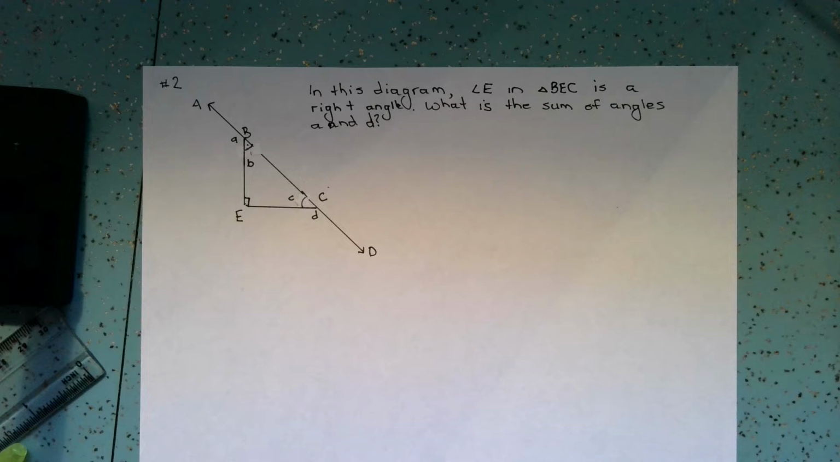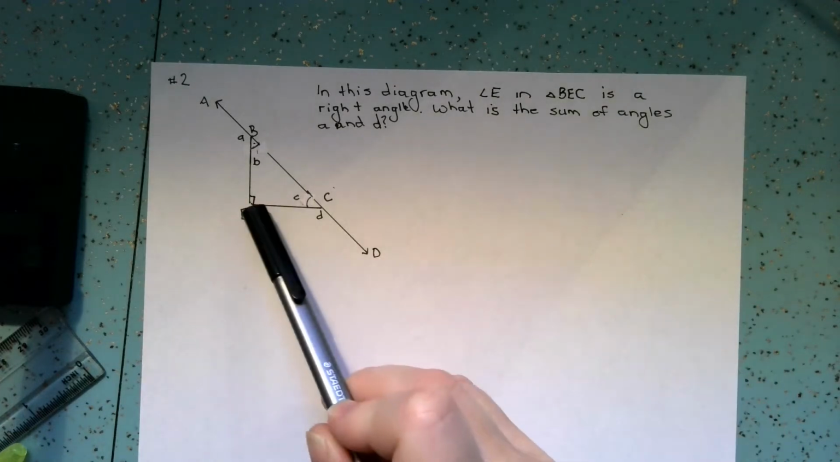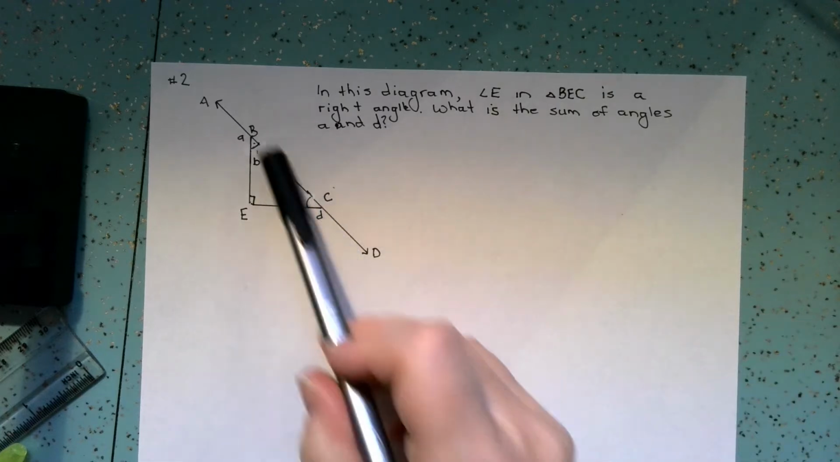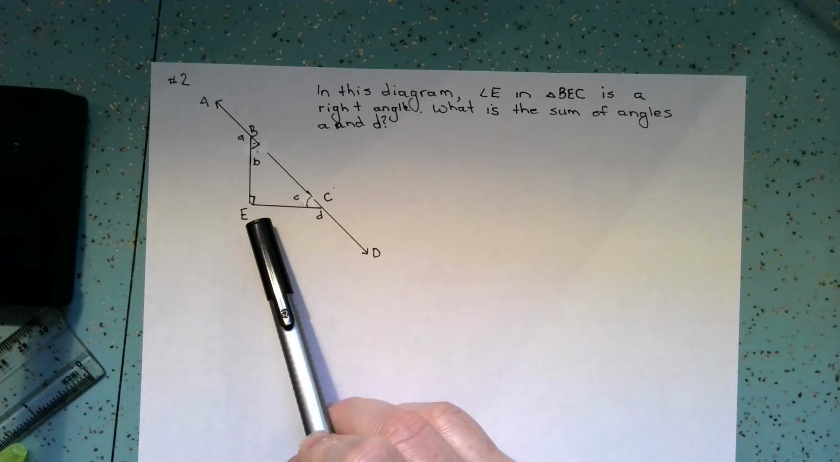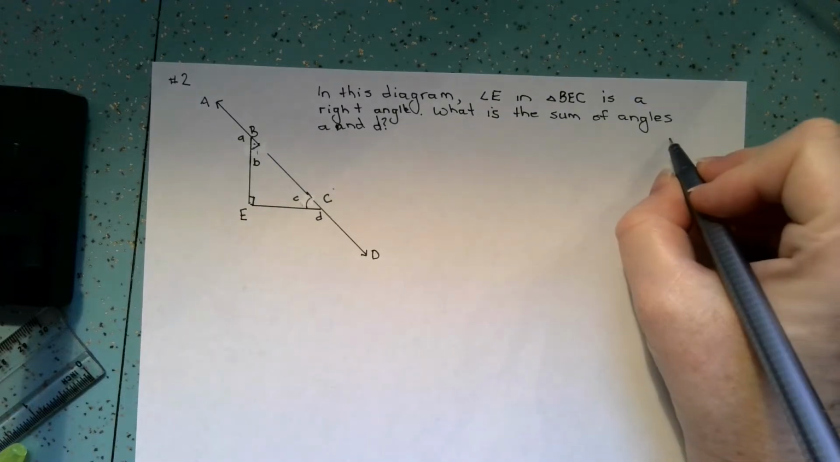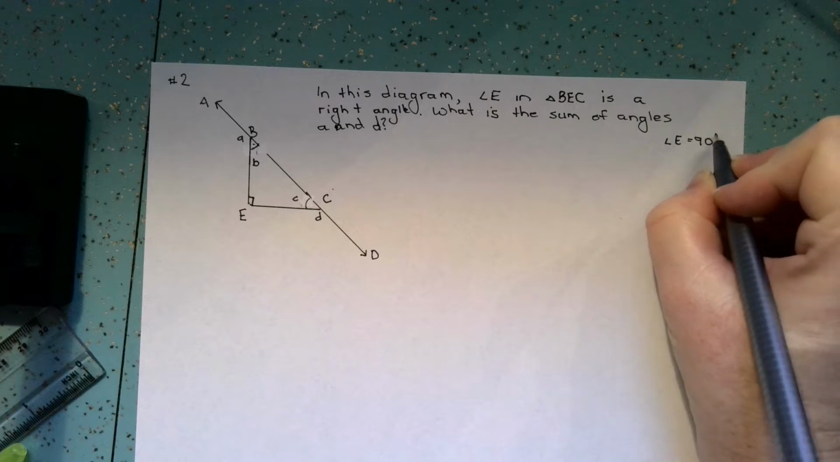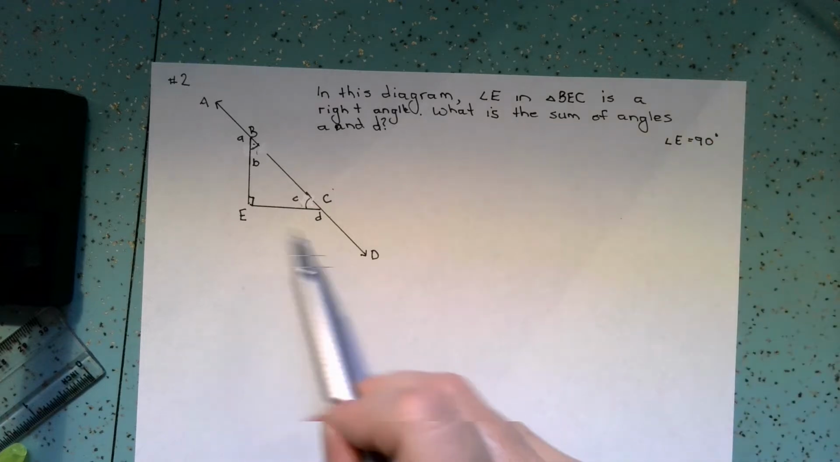So the question reads, in this diagram, angle E, so this is a sign for angle, and E, so that's this one, in the triangle BEC is a right angle. So then we know that angle E is 90 degrees. So I'm just going to write that down, some of the things we know. And then they want to know what is the sum of angles A and D.